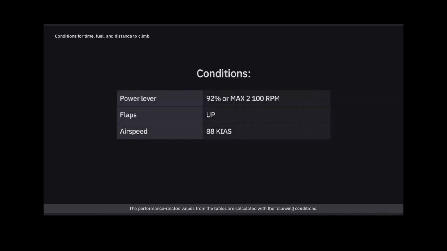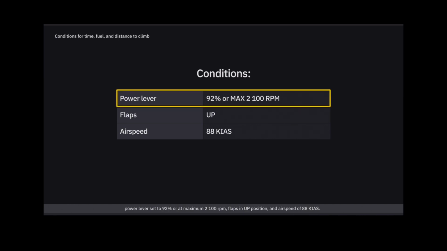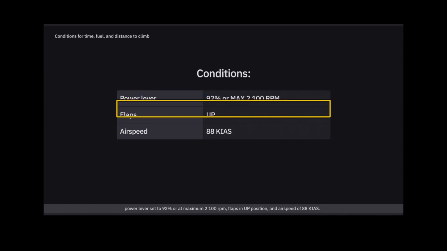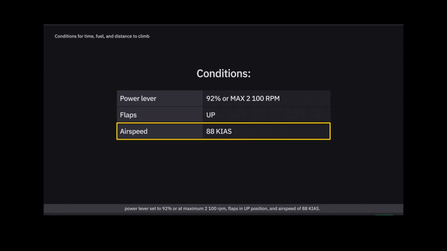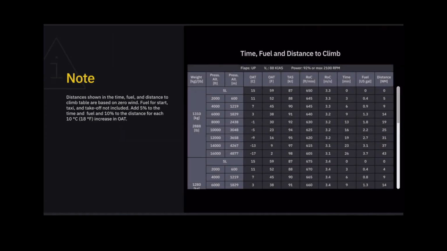The performance-related values from the tables are calculated with the following conditions. Power lever set to 92%, or at maximum 2,100 revolutions per minute. Flaps in up position. And airspeed of 88 knots indicated airspeed. Note: distances shown in the time, fuel, and distance to climb table are based on zero wind. Fuel for start, taxi, and takeoff are not included. Add 5% to the time and fuel, and 10% to the distance, for each 10 degrees Celsius increase in outside air temperature.